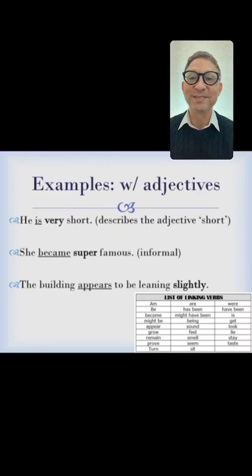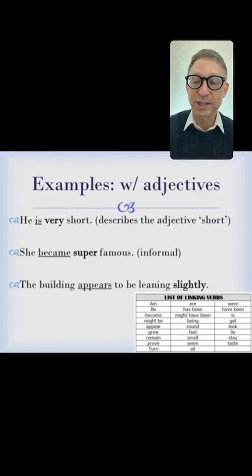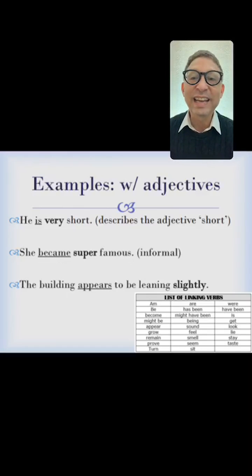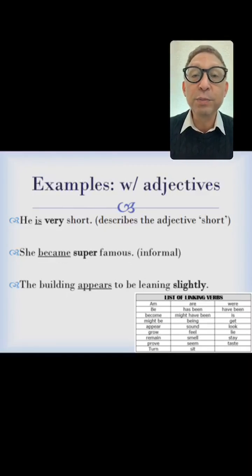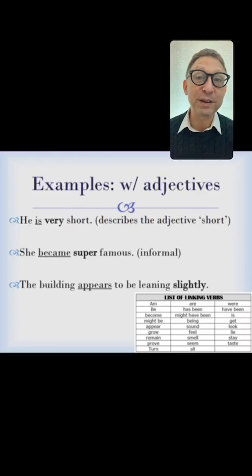with adjectives. This is where the adverb describes the adjective. So we have here, he is very short. Very is the adverb describing the adjective short. He became super famous. Super is informal here, but just to show you, super acts as an adverb here for the term very, so very famous, super famous. This is an informal construction.